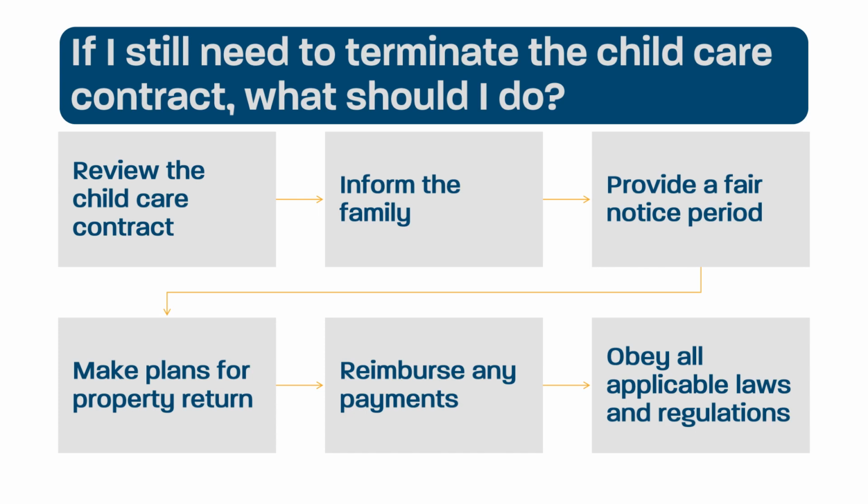Make plans for property return. If the family has any property or personal goods at the child care program, make arrangements for their return. Reimburse any payments. If applicable, reimburse any fees received in advance for childcare services that will not be supplied. Most importantly, obey all applicable laws and regulations. Make certain that all applicable laws and regulations regarding the termination of childcare services are followed.